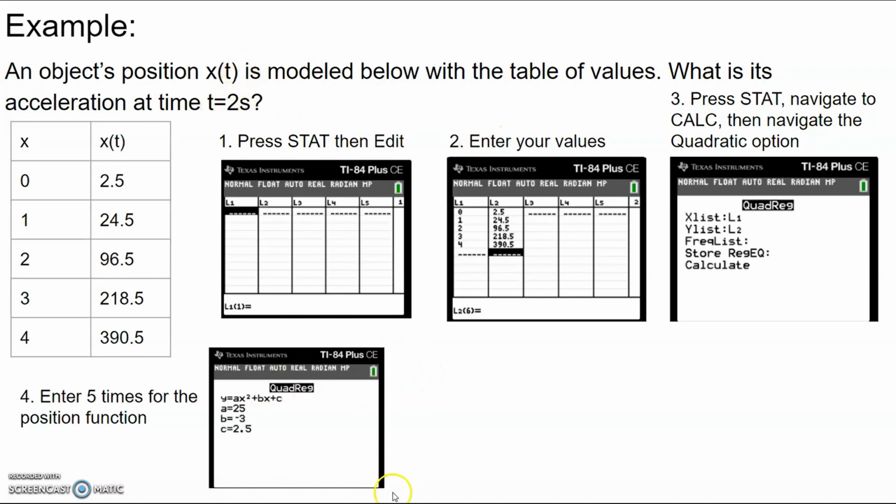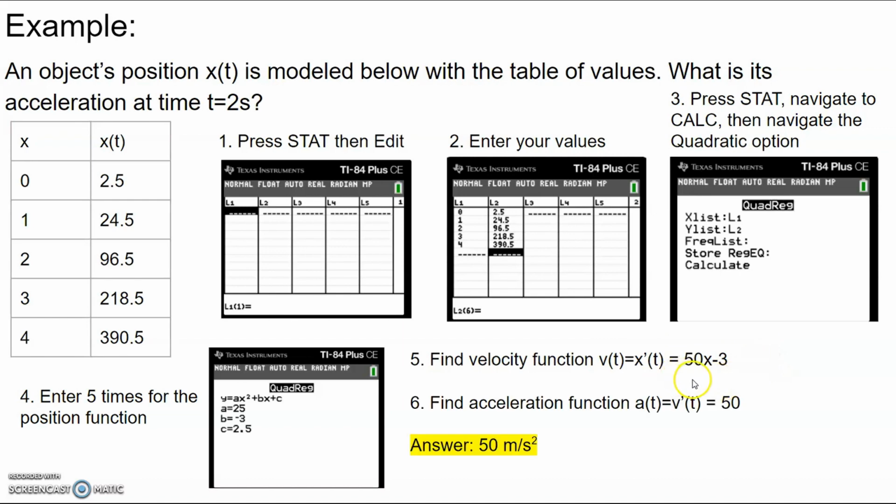Now the question's asking for acceleration, so we're going to have to derive that equation for the velocity, 50x minus 3, and then we're going to have to derive again for the acceleration, which is just 50. And even though it tells us to find it at t equals 2 seconds, acceleration is constant, it's 50, so it would always be 50 meters per second squared.